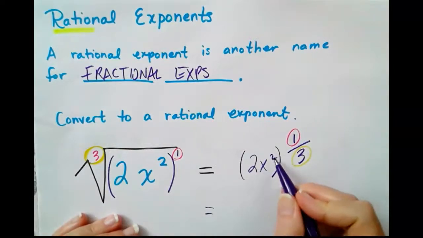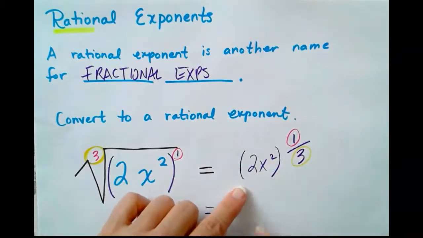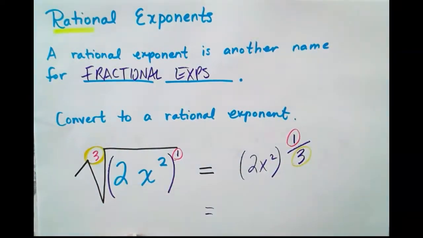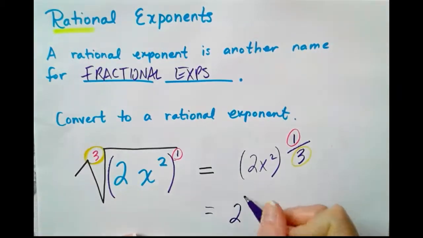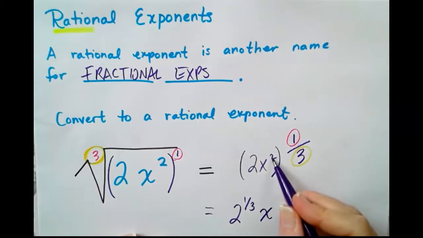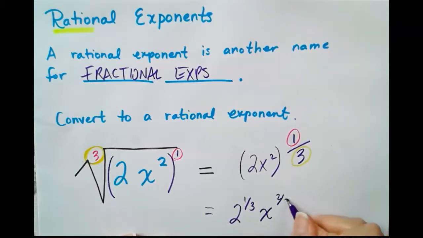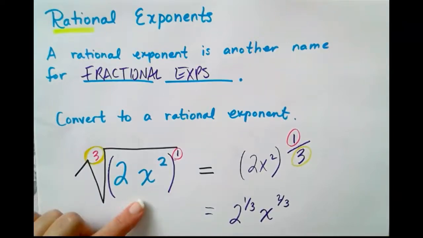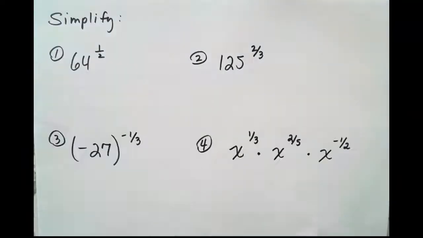So if we have 2x squared, the quantity to the 1/3, then we could apply the power to power rule for exponents and rewrite this as 2 to the 1/3 and then x to the 2 times 1/3, 2/3 power. So we just converted to a rational exponent. We'll use these quite a bit. Let's look at just a couple of examples in this short video.